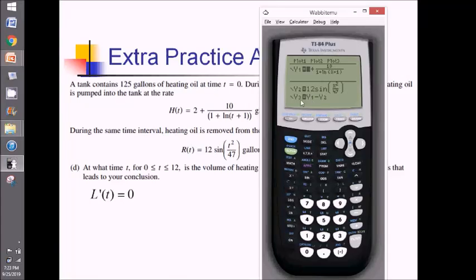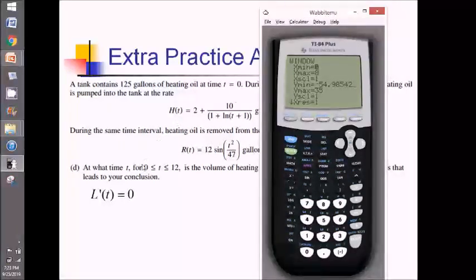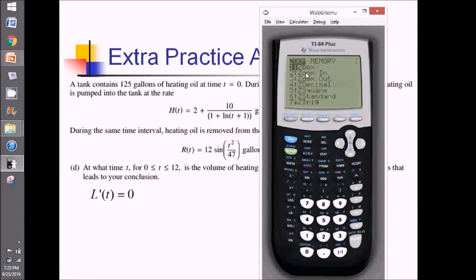Again, that's where I stored L prime of t. And I'm going to go to Window, and I'm going to make that from 0 to 12, because that's the interval that they gave us in the problem. And let me do a zoom 0, zoom fit, and see what this graph looks like.